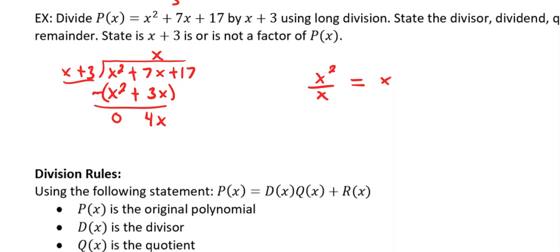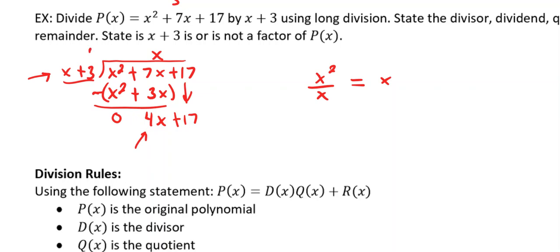Anybody want to guess what the next step is here? Yeah, bring down the 17. So it would be similar to before, right? Bring down the 17. So plus 17. Okay. And now we're saying how many times does x plus 3 go into 4x plus 17? And again, what do you think? 4? Yeah, they'll go in 4 times.